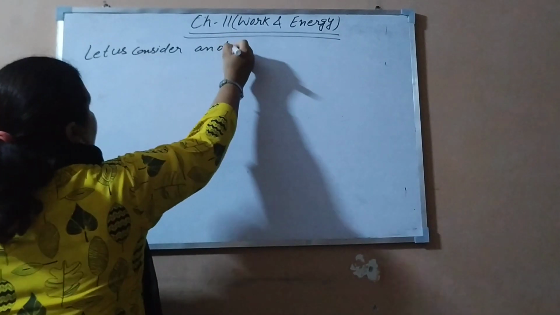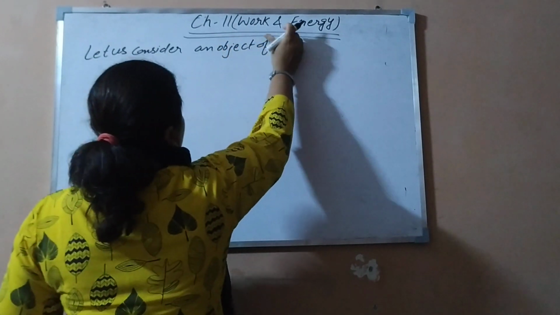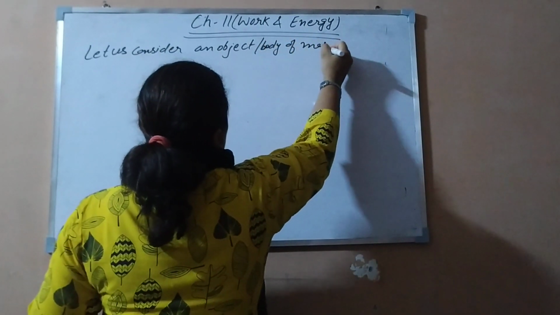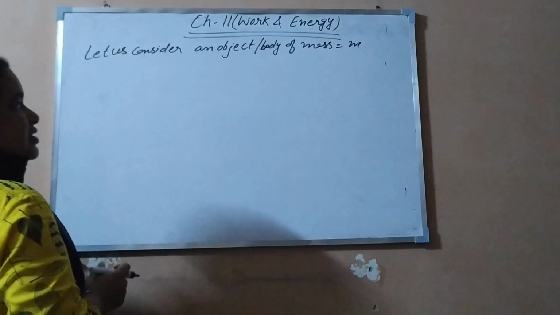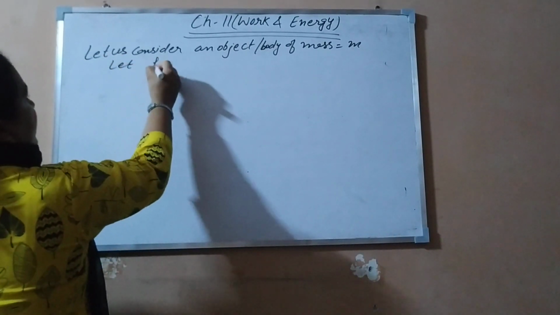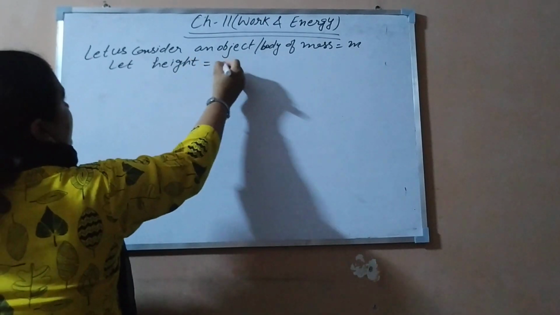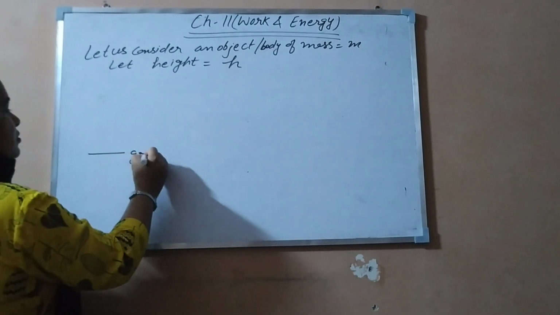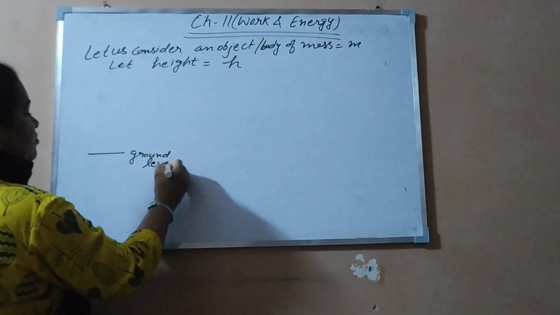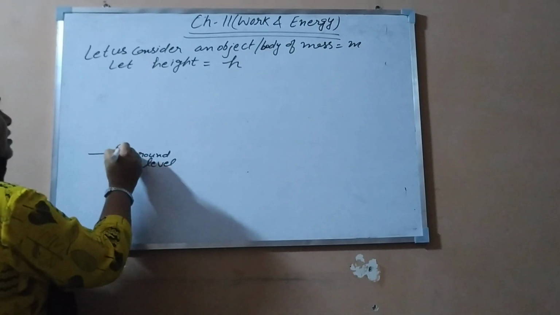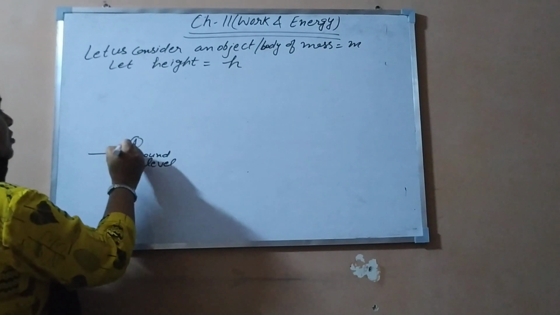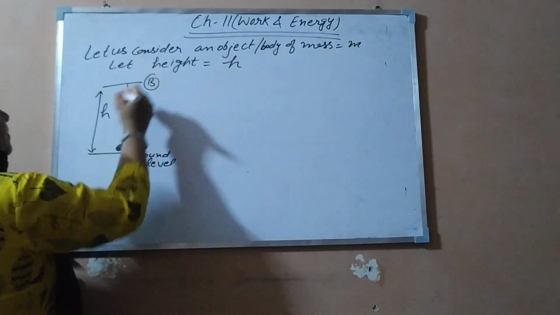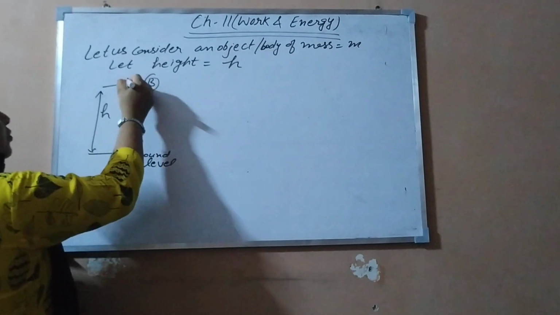an object or a body of mass m. Let the height be h. Let us see these two situations. This is the ground level, and from this ground level we have to raise the body from position A to this height h, and this position is B. We have to raise this body to here.